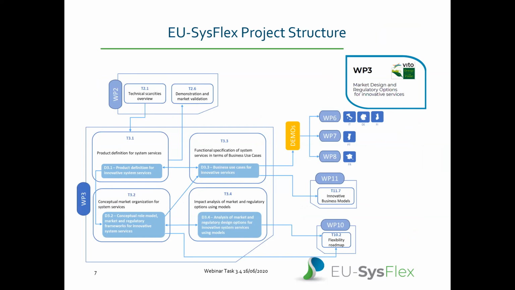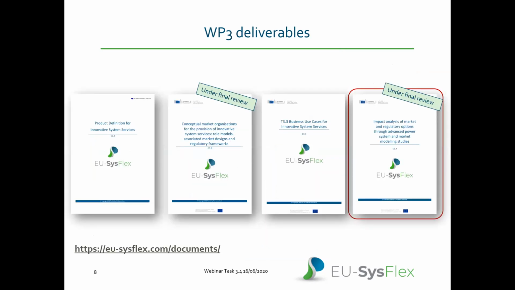While basing our work on the identified technical scarcities from work package 2, the work of work package 3 serves also as input for the business model creation and business case calculation of each individual demo and of work package 11. Moreover, as said before, the results find their way in the flexibility roadmap for a future European power system. The work is almost finished, and what you see today are the results of 2.5 years' work. Each of the tasks will soon have their final deliverable available publicly.